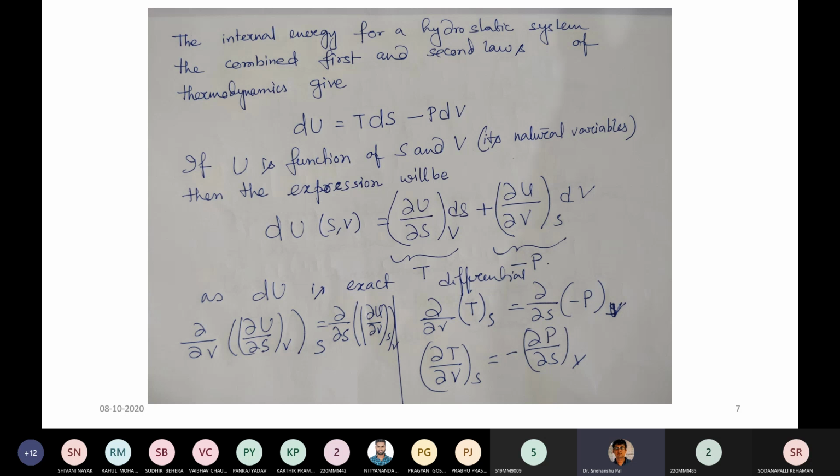And U is a function of entropy and volume, which are natural variables. Then the expression you can represent like that: dU of S and V, ∂U/∂S at constant volume into dS, and at constant entropy ∂U/∂V into dV. As dU is an exact differential, you can write this expression, ∂/∂V (∂U/∂S) at constant V equal to just switching that, and in this way you can reach this kind of expression.